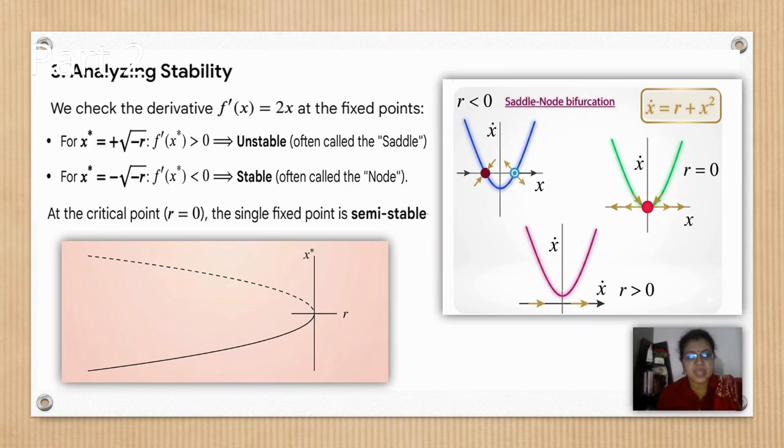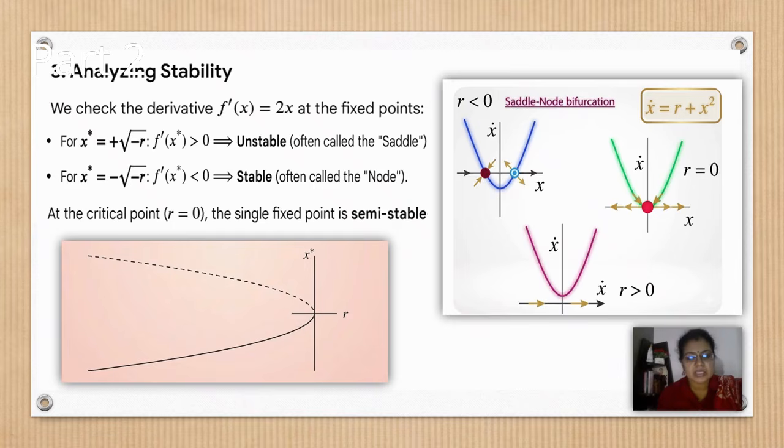Now that we have got the fixed points, let us do the stability analysis. How do we do that? We take the derivative of f(x), substitute the fixed points into it, and check whether it is greater than or less than 0. So for r less than 0, we got two fixed points, so let us substitute them into the derivative. f'(x) = 2x.